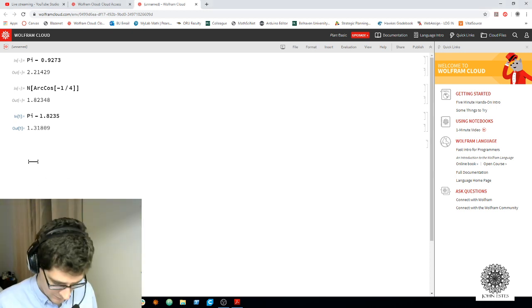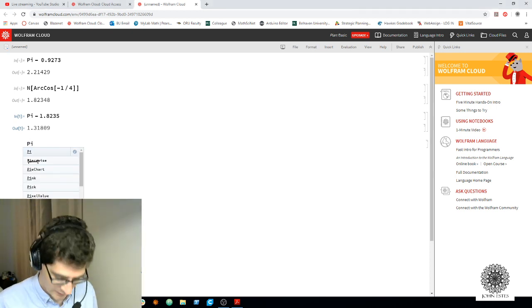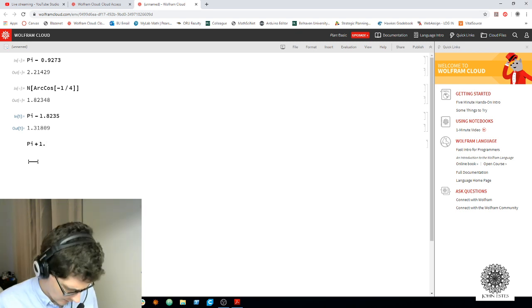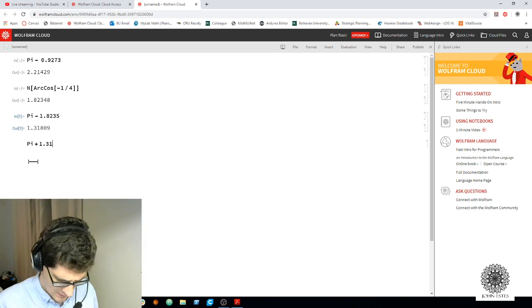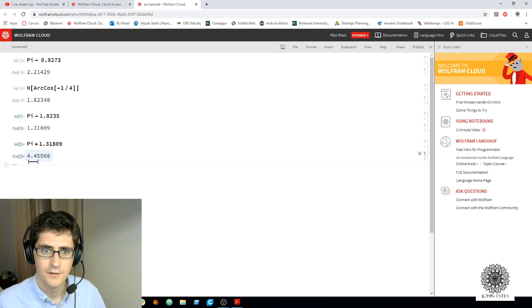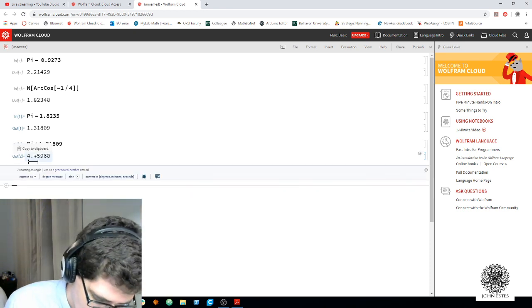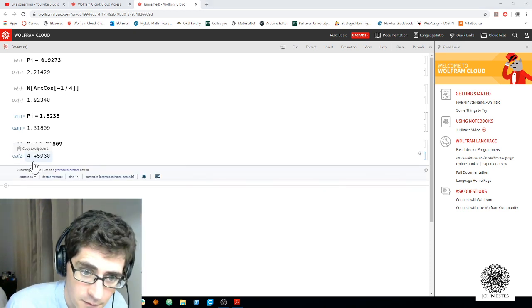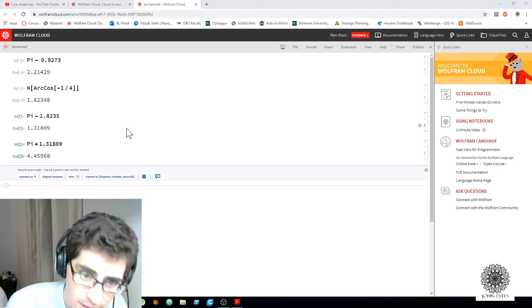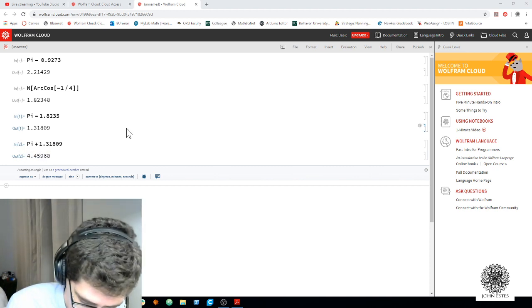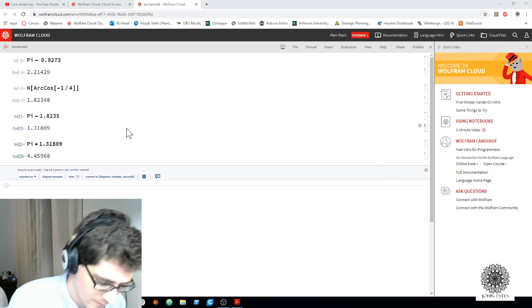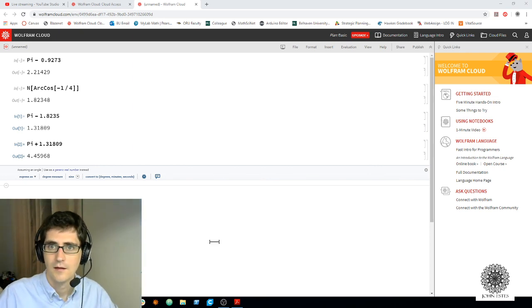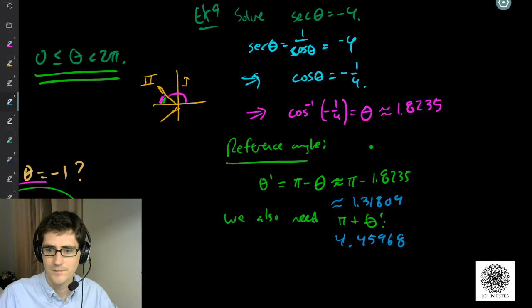Okay, so remember we also wanted pi plus that value, 1.31809, and hit Shift Enter. And so there's my quadrant 3 angle, 4.45968. Now again, Wolfram Alpha is really good, a really good tool to have with that. Okay, so let's go back to our notes, and here I have it.